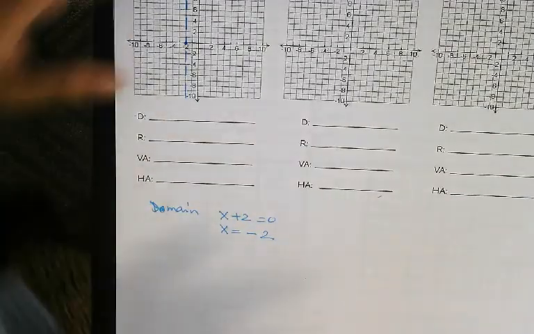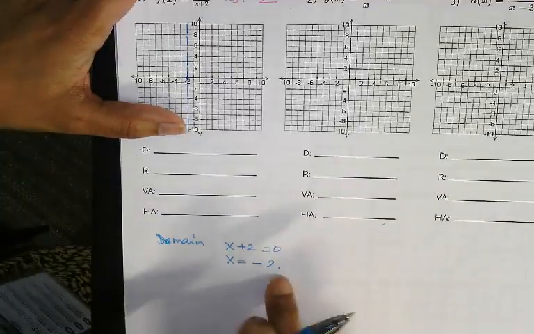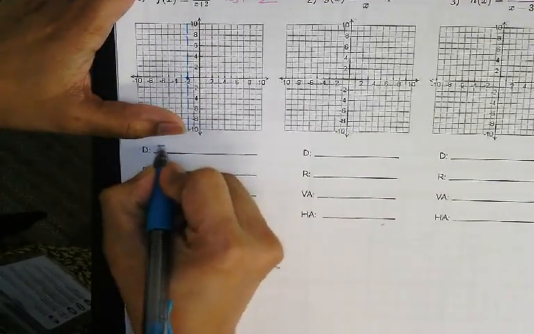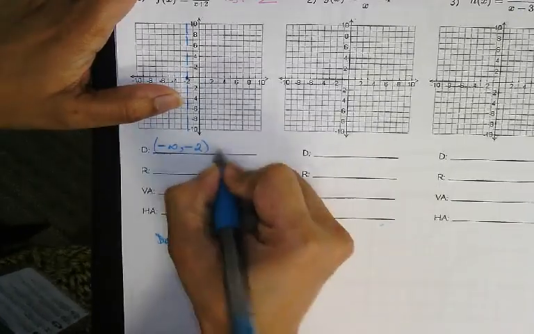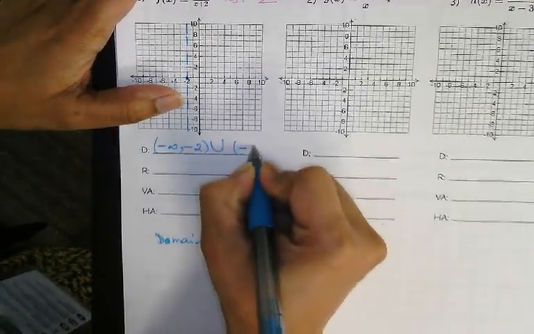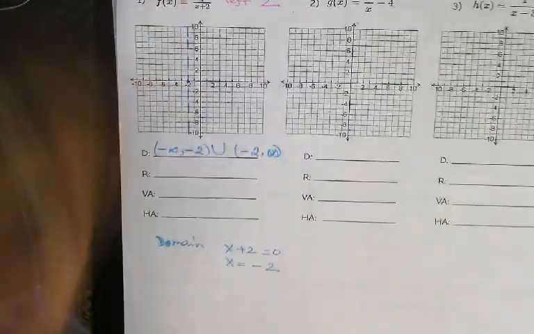Also, that's going to be your vertical asymptote. So I have x equal to negative 2. From negative infinity, it's going to be up to negative 2, union from negative 2 up to infinity, sorry.